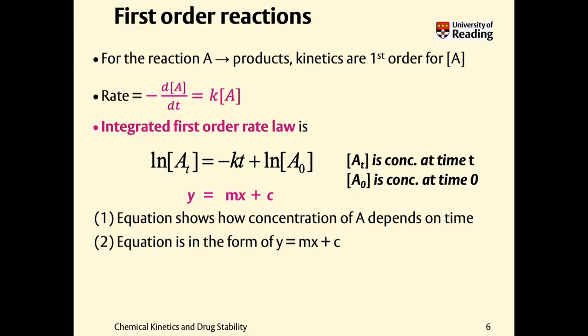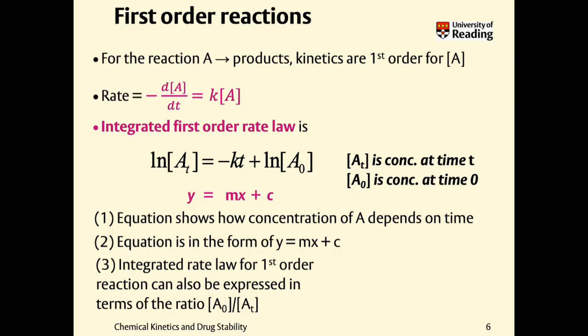So if you look at this equation in the form of y equals mx plus c, y, what you need to plot on your y-axis, will be the natural log of the concentration that you measure. And x would be time. And this means that minus k, so minus the rate constant, would be m, which is the gradient, and the y-axis intercept would be the natural log of the concentration at the beginning of the reaction, which of course is a constant.